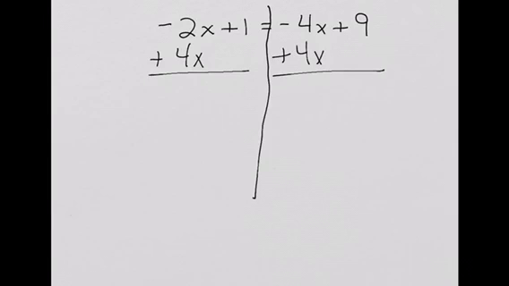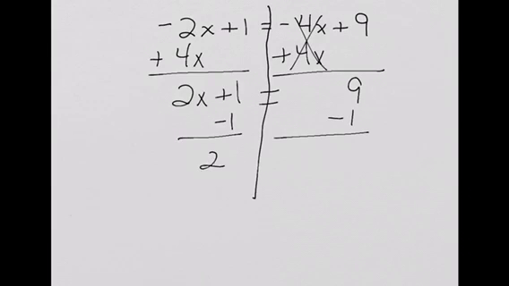When we do that, on the right-hand side, we're just going to get 9. And on my left-hand side, well, negative 2x plus 4x, that's positive 2x plus 1. So now we just have a two-step equation. How do we solve it? Subtract 1 from both sides. And we get 2x equals 8. Divide by 2, divide by 2.